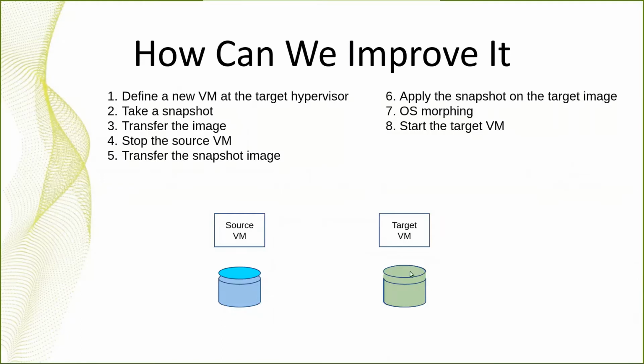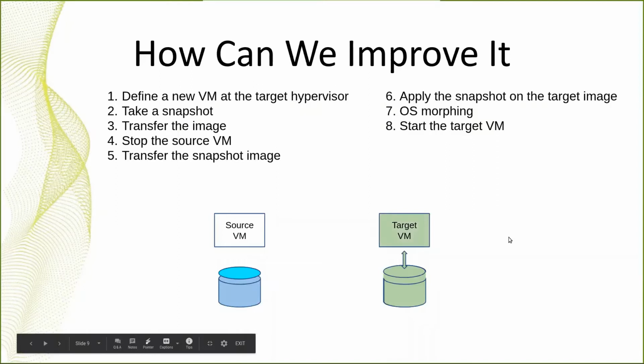And after we are ready with applying the snapshot, now we have a completely synchronized copy of the source image. Then we can start with osmorphing as usual. And when we are ready with this, we can start the target virtual machine on the target system.